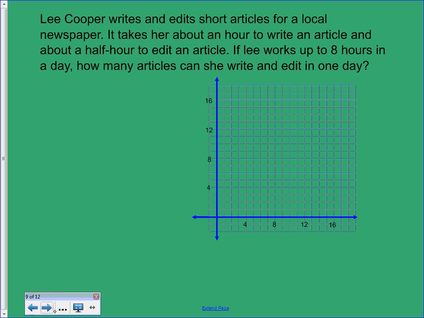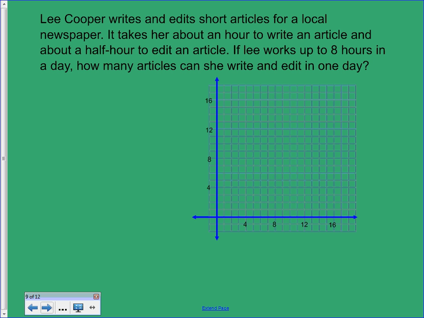Let's set this one up together. Then I want you guys to go ahead and graph it. Lee Cooper writes and edits short articles for a local newspaper. It takes her about an hour to write an article and about a half an hour to edit an article. If Lee works up to 8 hours a day, how many articles can she write and edit in one day?